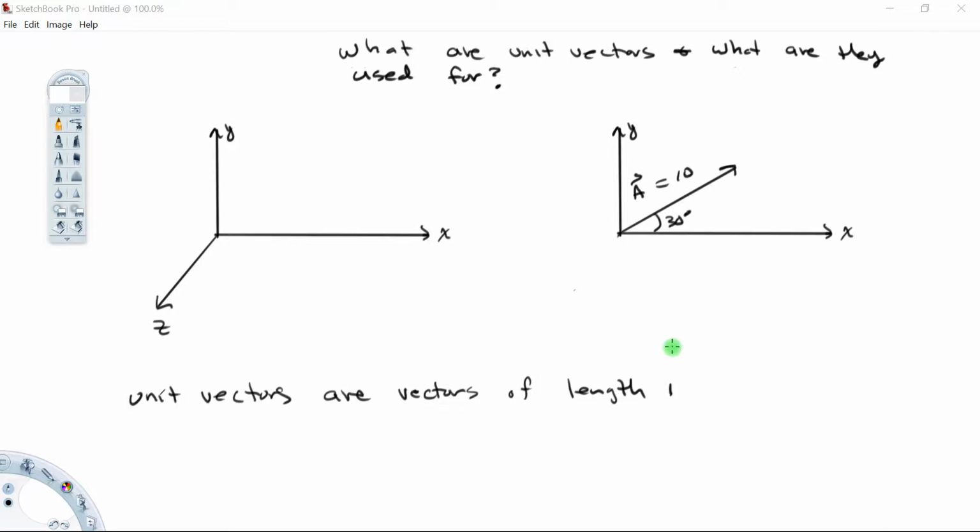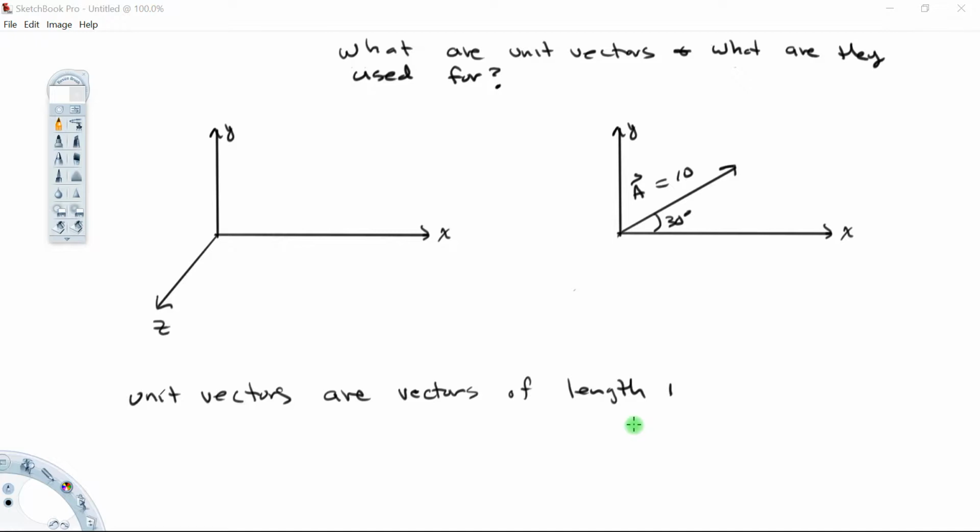I'm making this video to answer a very important question for you folks. What are unit vectors and what are they used for? So simply put, unit vectors are vectors of length 1. They carry no units, they have a magnitude of 1, and all they do is have direction. I like to think of them as pointers.